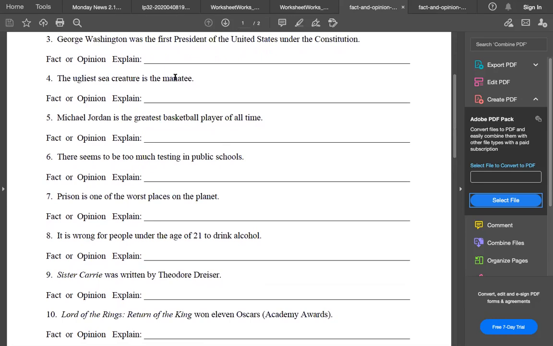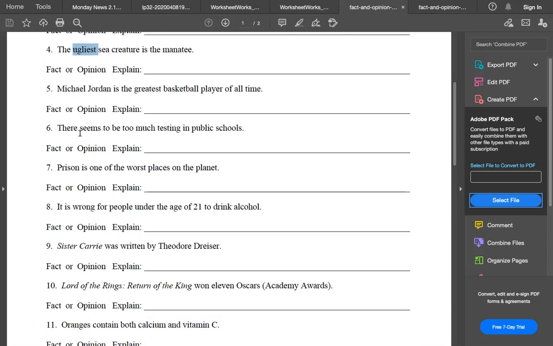Next one, the ugliest sea creature is the manatee. Opinion. I believe that that opinion is true. It's very, very ugly. But that idea of ugly has different levels. Some people, and I'm assuming maybe one of you, think that they're really, really cute, right? You see them swimming and they are super docile. Next one, Michael Jordan is the greatest basketball player of all time. Opinion. Going to be an opinion, okay? And I don't want to go down that rabbit trail.